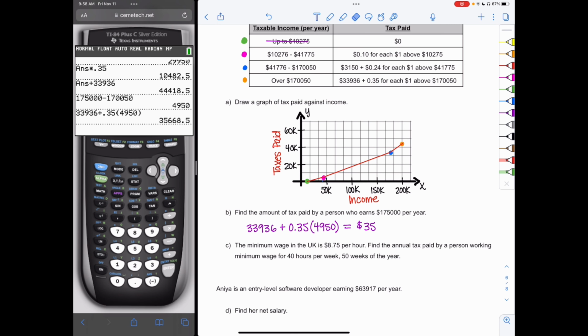Okay, so that'll be the taxes for that amount. All right, so that will be the answer for B.